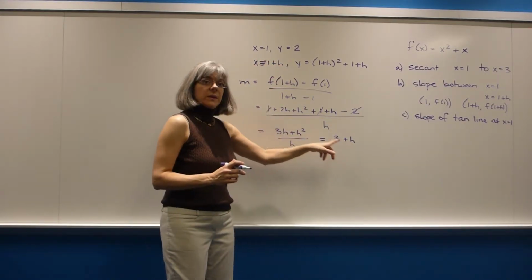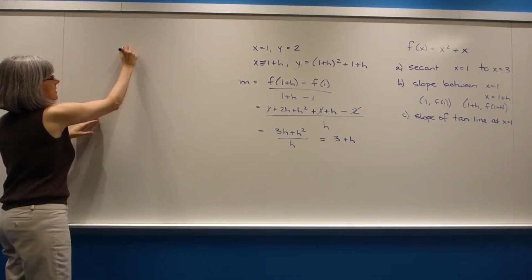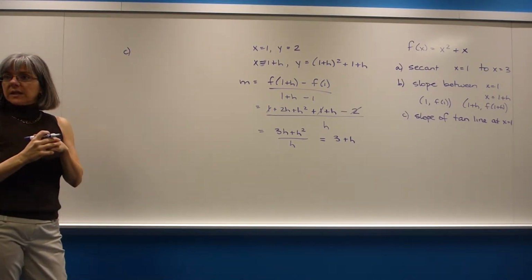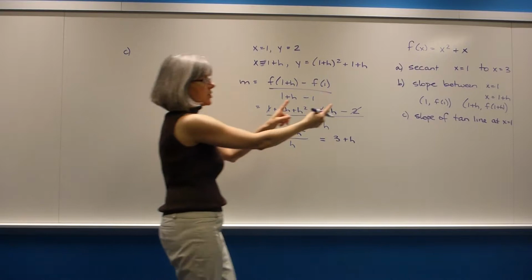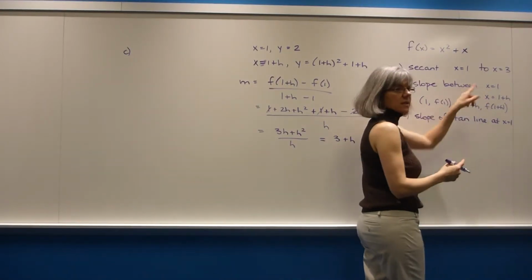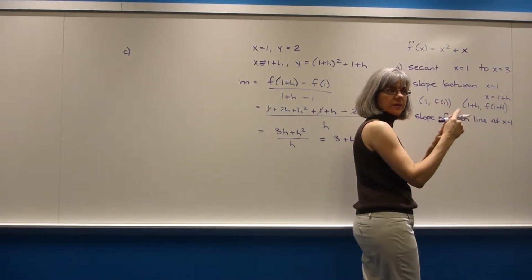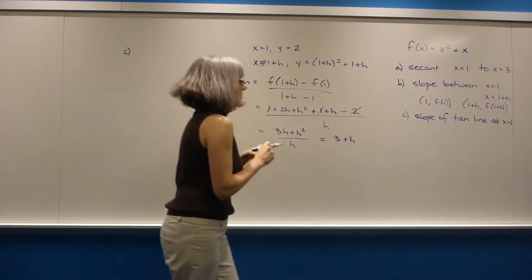Why is that cool? Because part C is find the slope of the tangent line. The tangent line is what happens when these 2 points, x equals 1 and x equals 1 plus h, get really close together.